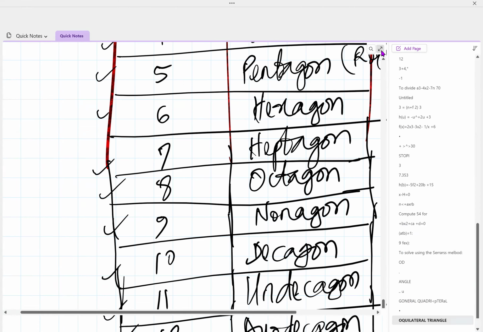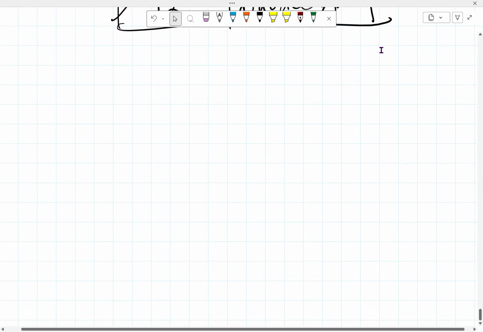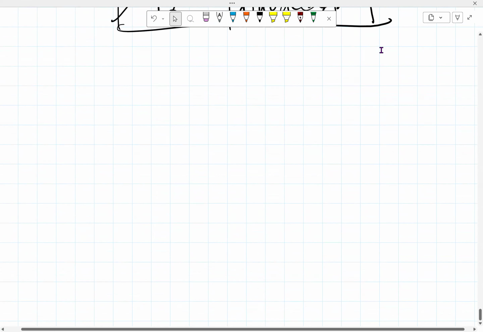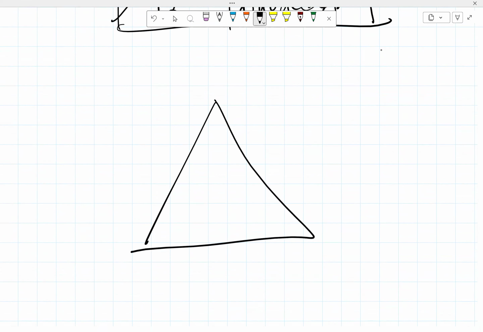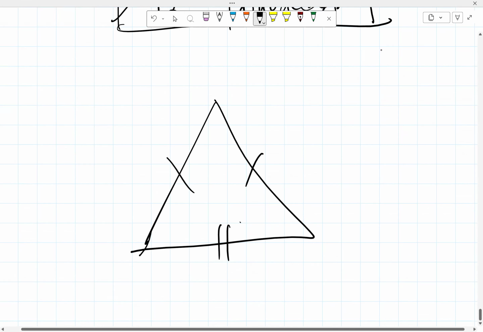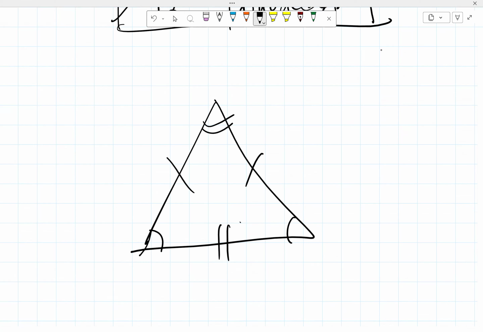The basis of this whole thing is: imagine you have an isosceles triangle. These two sides are equal and this one is different. Then these two angles are equal and this one is different. That's an isosceles triangle. Let's see what the argument is about.